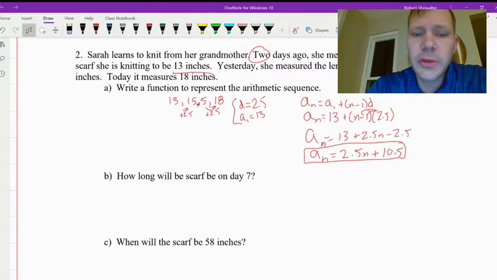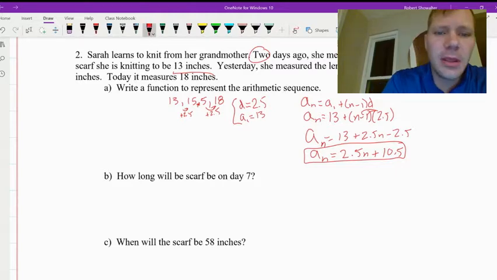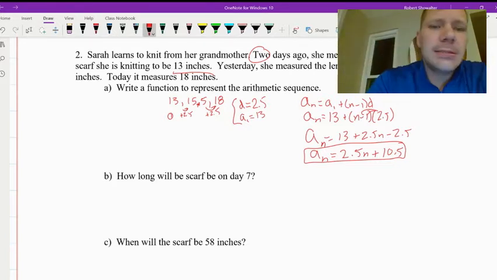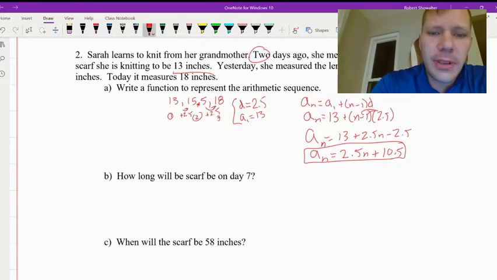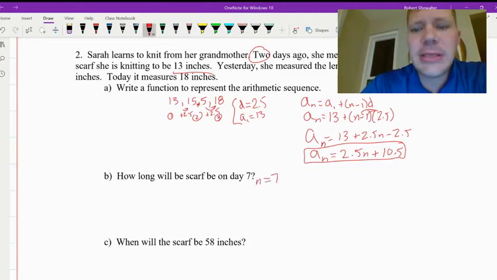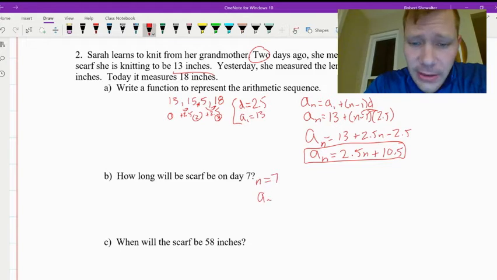Now, how long will the scarf be after day 7? If you remember, day 1, day 2, day 3. So we want what happens when n equals 7. We're going to evaluate our function for n equals 7. So a sub 7 equals 2.5n plus 10.5.